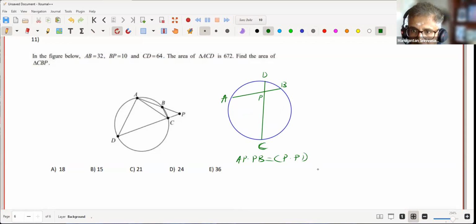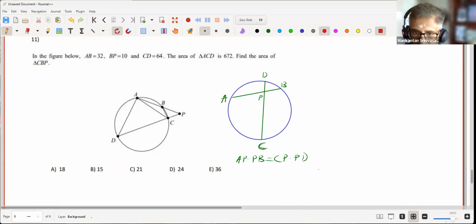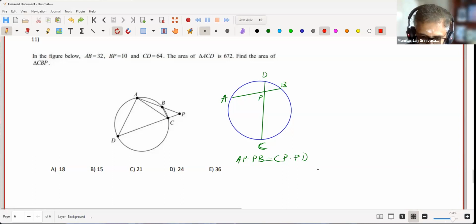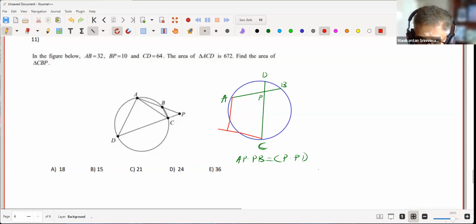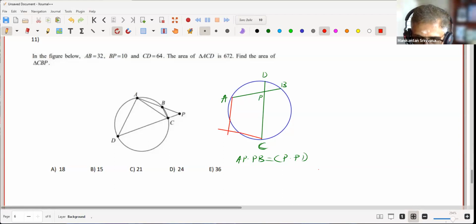And we also know that if the chords intersect outside, then also this is true. For example, suppose I have the same picture, I'll draw another AB and CD intersecting outside. Clearly they're not intersecting inside, but if I extend them, they intersect here. Then also the labeling, as long as it's consistent, AB and CD are still the points on the periphery of the circle, and P is still the meeting point. Even then AP into PB is CP into PD. So irrespective of whether the chords intersect inside or outside the circle, we'll use that fact here for this problem.